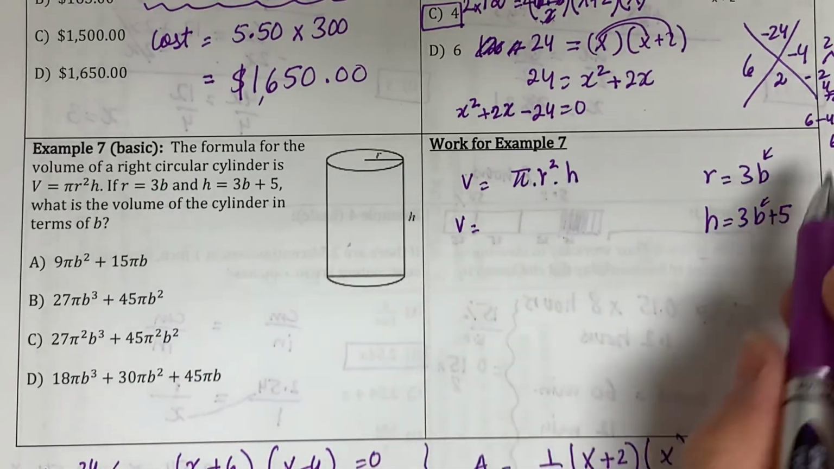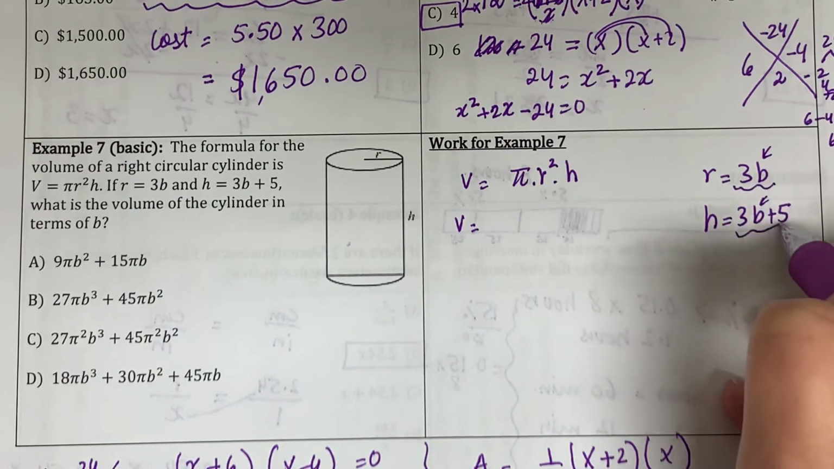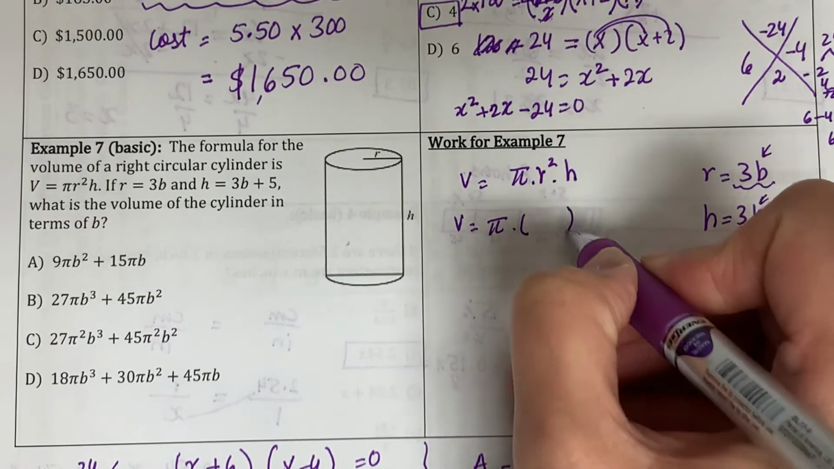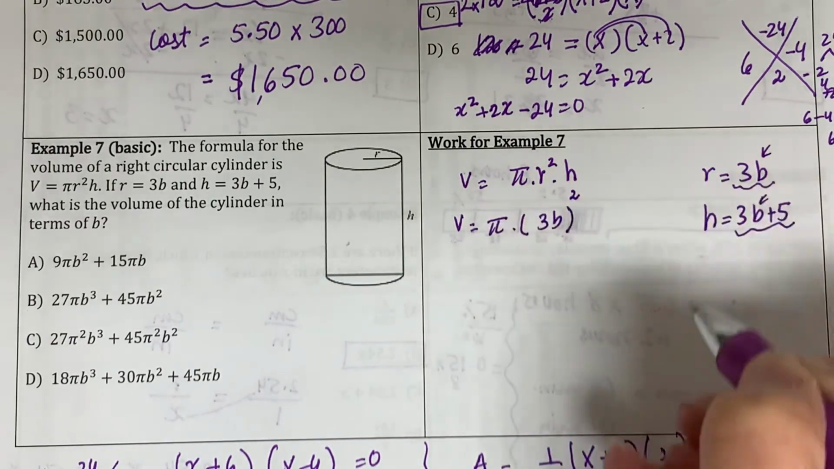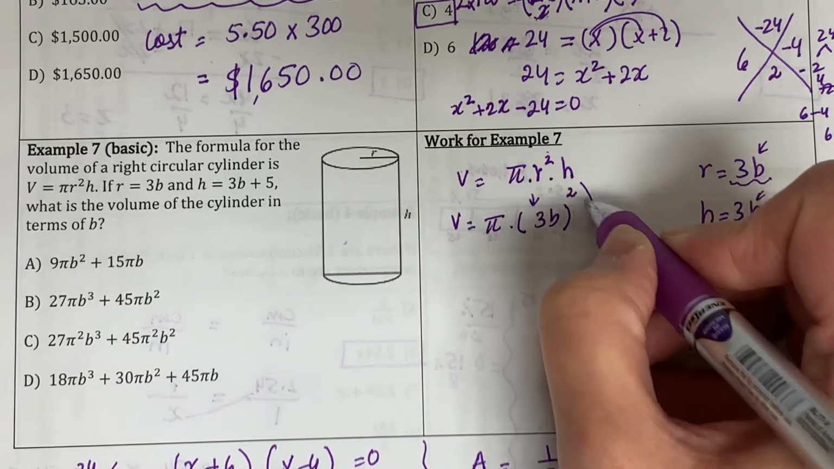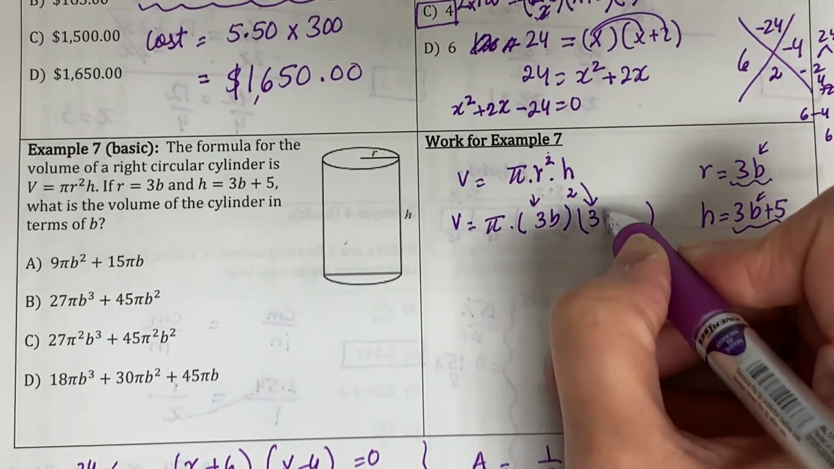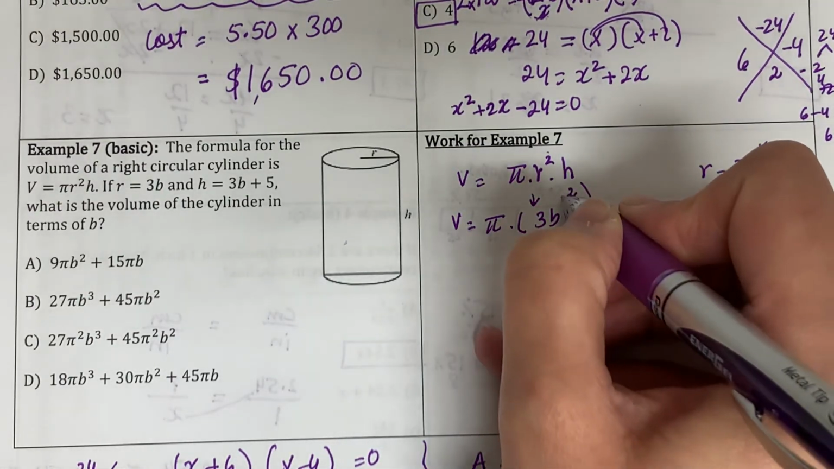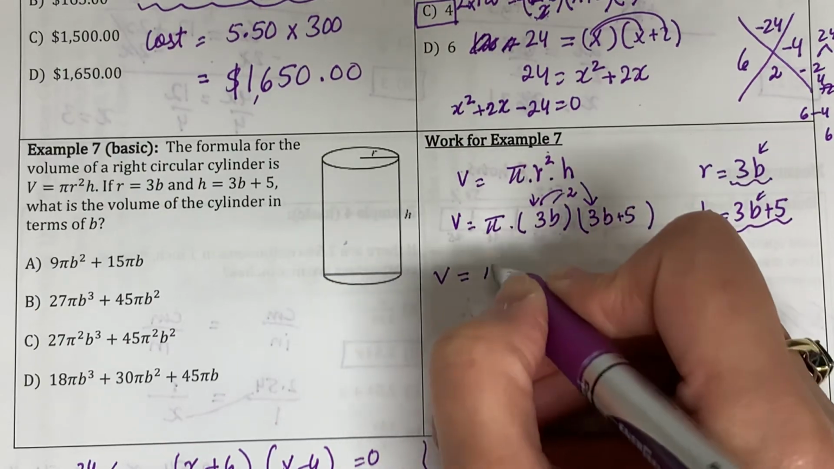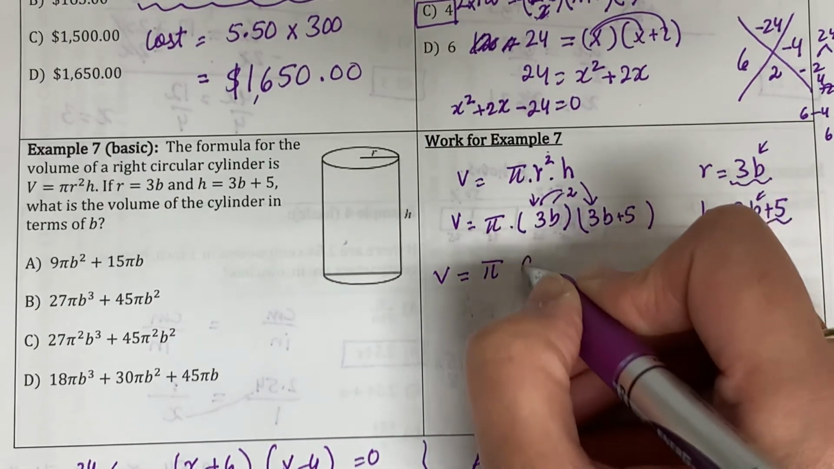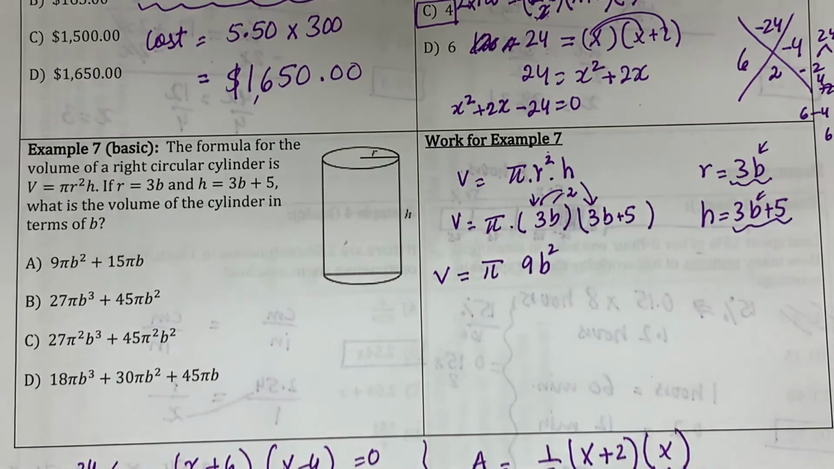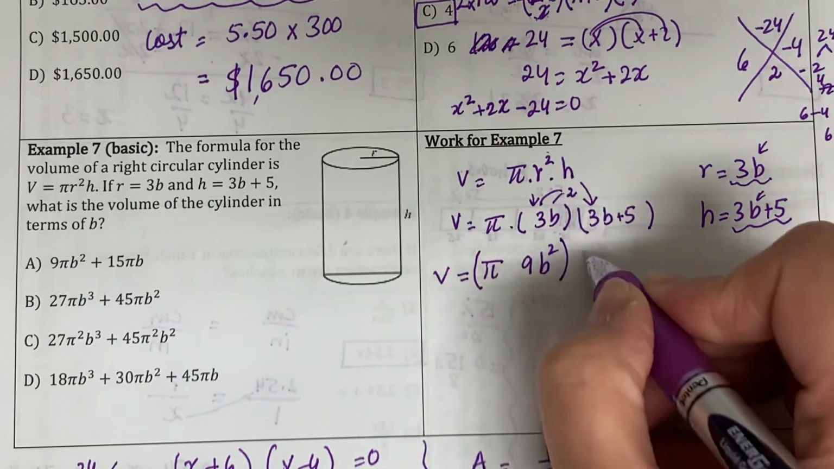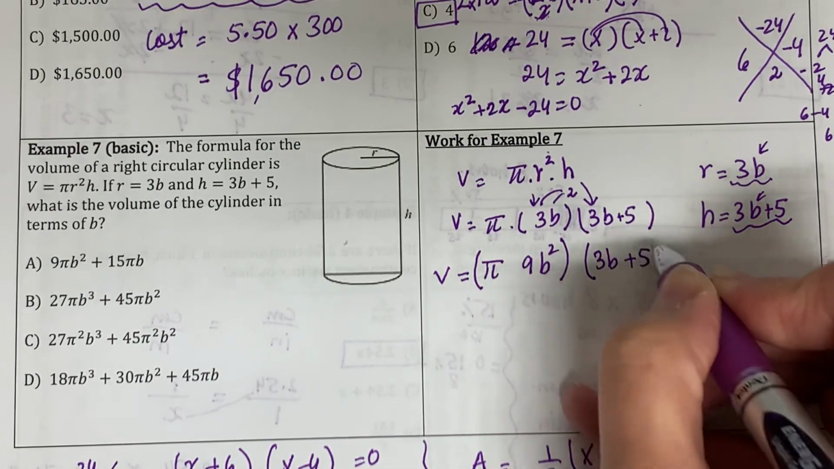So I need to find it in terms of B. That means R and H need to be written as their corresponding values in B. So pi is going to be like that. Instead of that R, I'm going to put 3B whole squared, because R is inside. And then for that H, I'm going to put 3B plus 5. Apply PEMDAS, so I have to solve these parentheses first. 3 squared is 9 and B squared is B squared, a simple exponent property that you have done in the past. This can be 1 parentheses, and this is 3b plus 5.